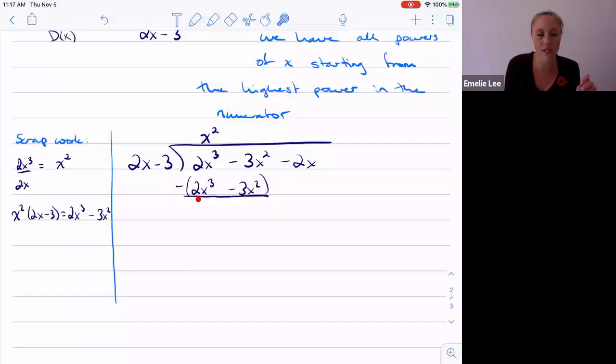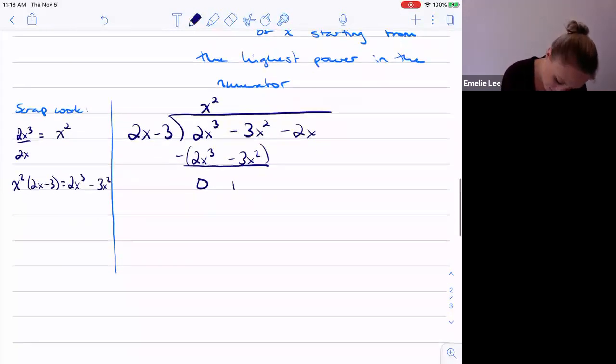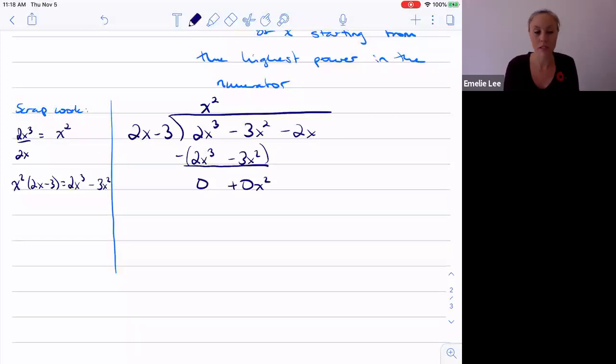We're forcing this to be 2x to the 3, right? By saying, okay, I'm going to take this times this and then subtract it. So this becomes 0. Negative 3x squared minus negative 3x squared is actually negative 3x squared plus 3x squared. So that's unexpected, but it's plus 0x squared. So plus 0, technically x squared if you want. You don't need to. You can just have 0 if you want.